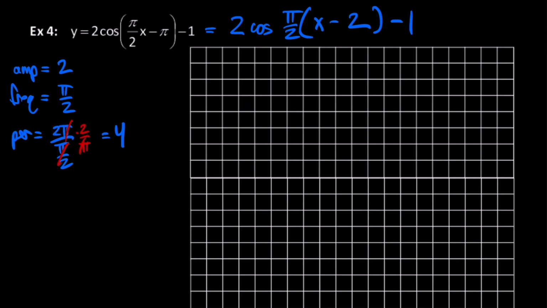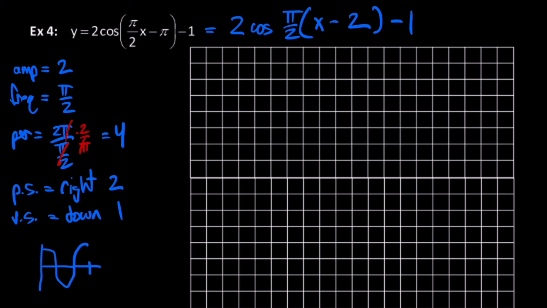Let's do phase shift. Right 2. And a vertical shift, down 1. I'm talking about positive cosine. So my thumbnail sketch, positive cosine. What is the period? The period is 4. So now I can set up my axes, then we'll introduce our phase shift and our vertical shift.